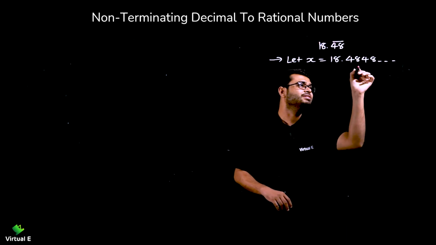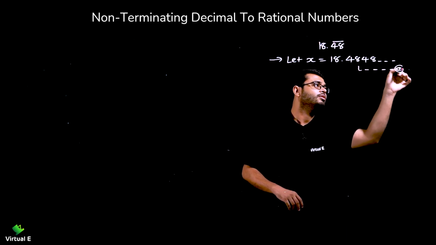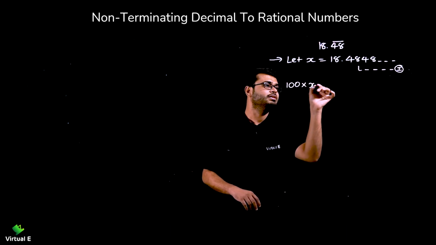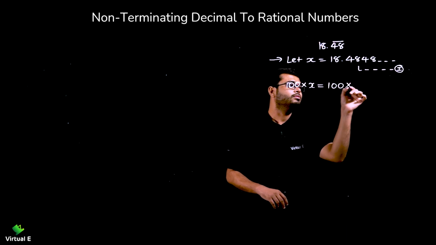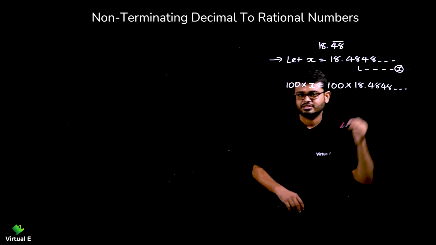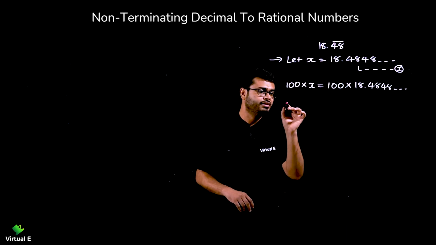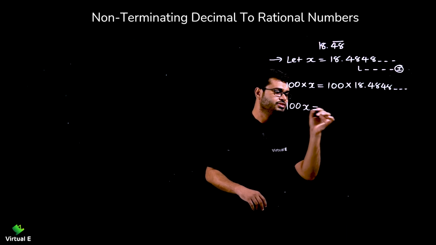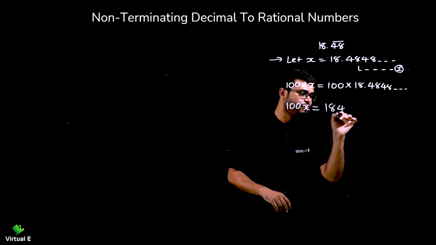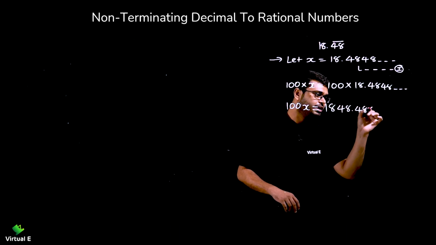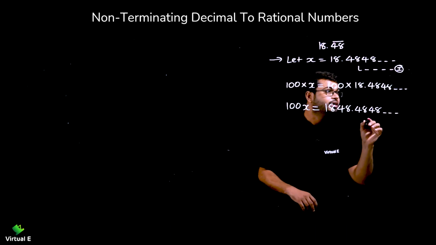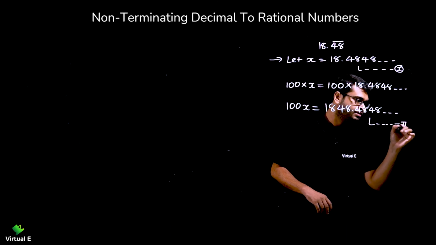So let's multiply, and let's give this relation the number 1. You know the reason behind that. So let's multiply 100 into x is equal to 100 into 18.4848 and so on. That being done, now let's write here 100x is equal to 18, and these two places will go that side, that is 1848.48, and an extra 48. Remember that, right? We need to maintain the consistency. And let's give this relation the number 2.